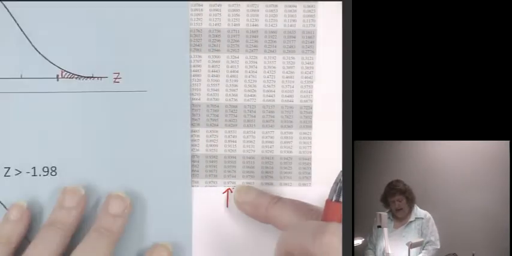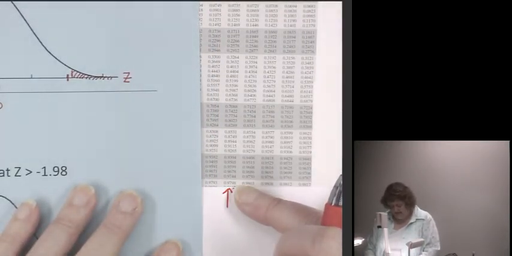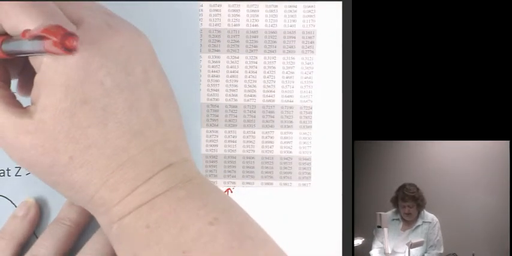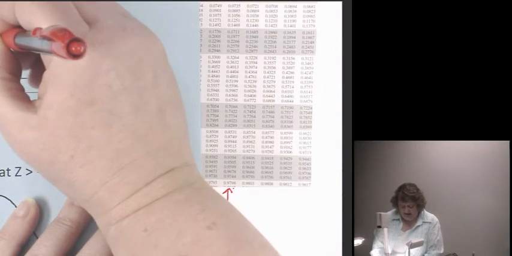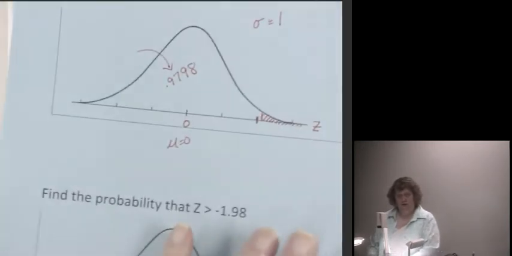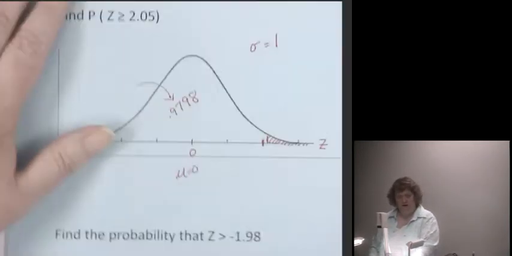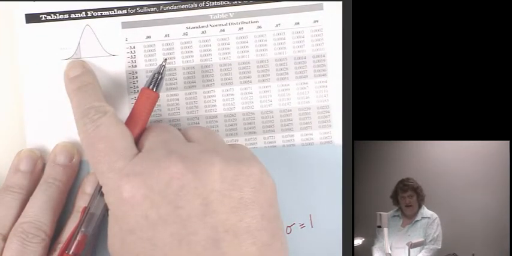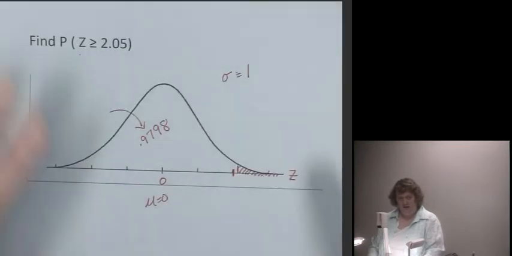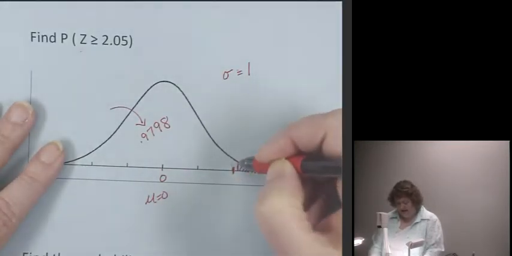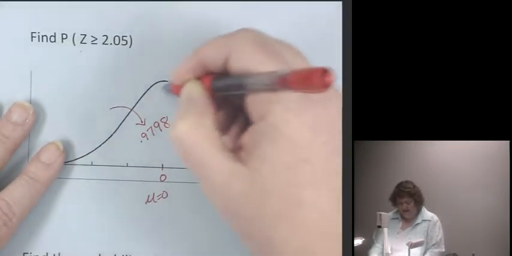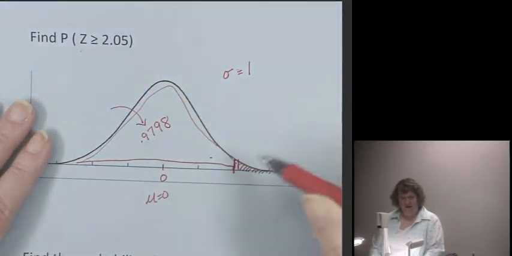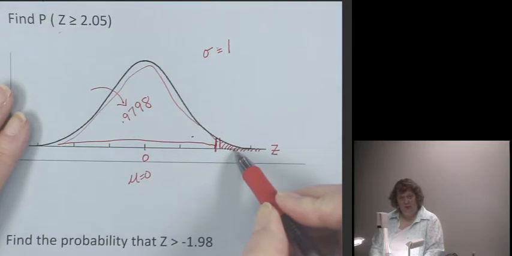Why is that? Well, I'm going to write that in, 9798. Well, look where I wrote that number. Remember from my table that it's the area to the left that I'm looking up. So it's actually this area to the left here that I found. I need this little area to the right.